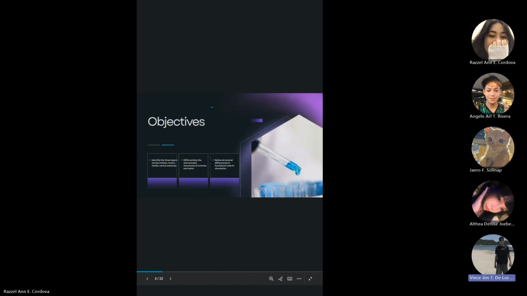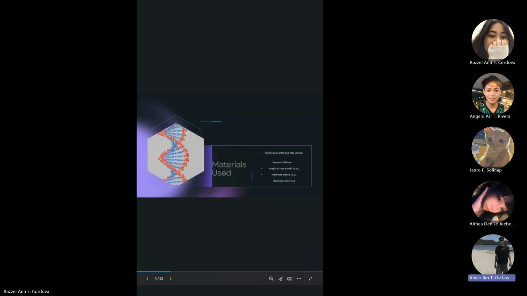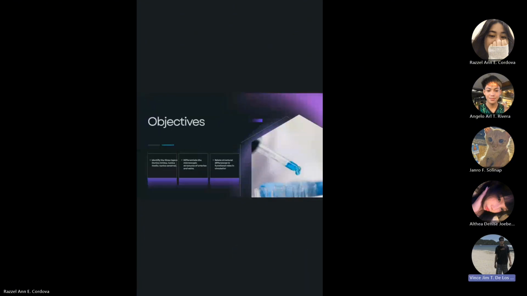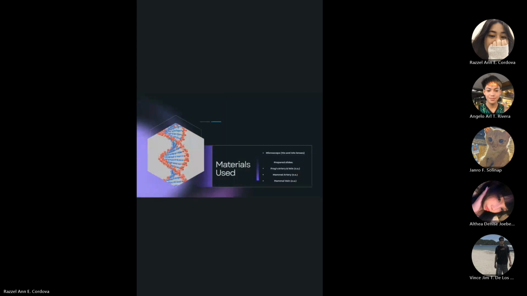Our objective is to identify the three layers of arteries and veins, comparing their microscopic structures and connecting these differences to their roles in the circulatory system. These materials allowed us to clearly view and analyze the different layers of the blood vessels.